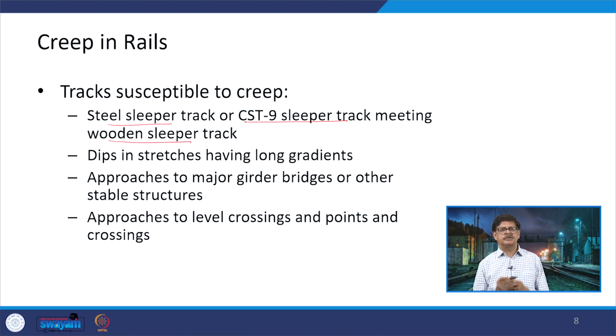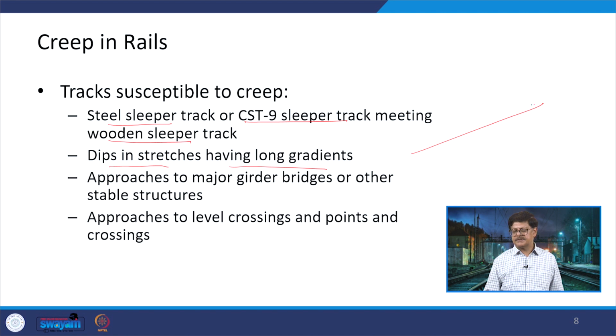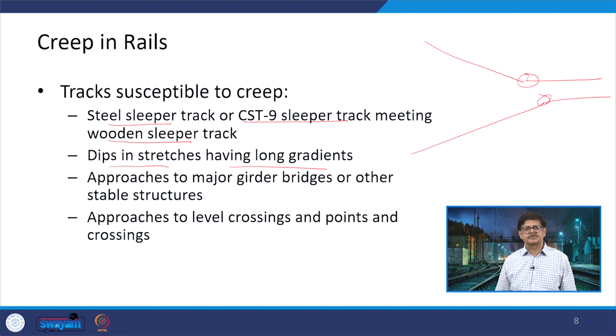In one of the tracks we have used wooden sleepers, and in another one we have used CST9 sleepers. That is the location where there is a possibility of creep occurring. If there is a dip in stretches having long gradients, so you are going in the long gradient condition, but then there is a dip. So, you are coming in this form and this form, so there is a dip here. At such types of locations, there is also a possibility that creep may take place.